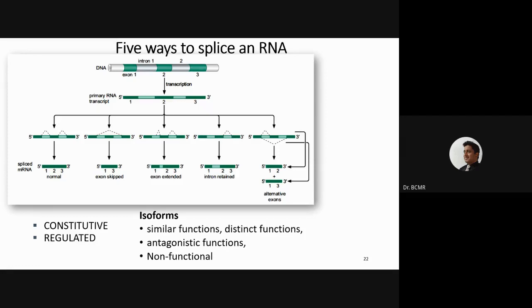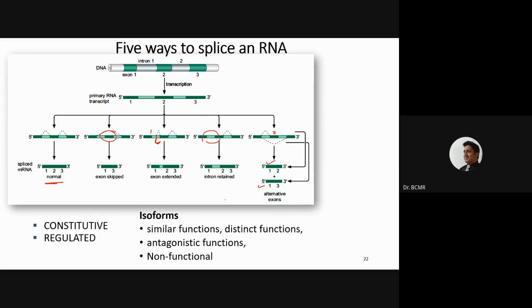In that we saw some of the things like this: if this is the normal one, then there are other possibilities such as one exon might be skipped, or sometimes you may have an extended exon like this because of splicing happening at a different location compared to that of the 5' splice site. In some cases, a complete intron could be retained, and in some other cases, you can have alternates. Either 1 and 2 will splice together, or 1 and 3 will splice together.